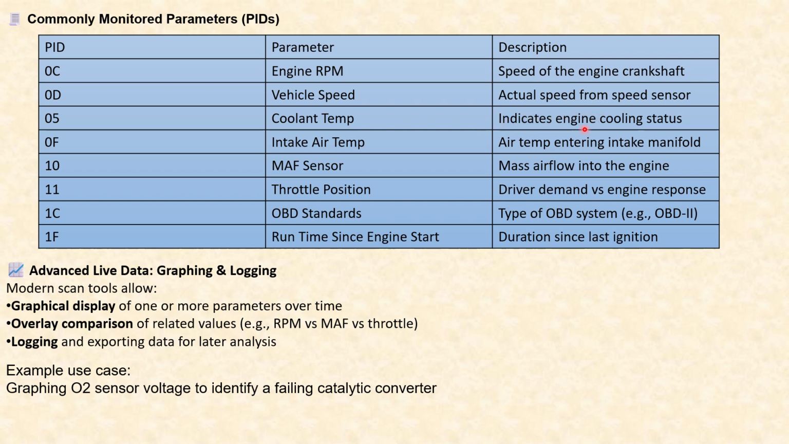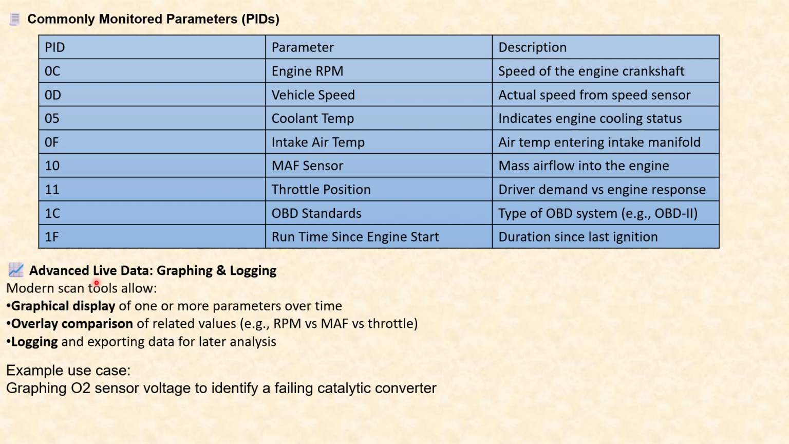The coolant temperature indicates engine cooling status; intake air temperature is the air temperature entering the intake manifold; the MAF sensor measures mass airflow into the engine. And throttle position shows driver demand versus engine response. This is extremely important. The throttle position sensor plays a very important role in controlling emissions also. When it comes to OBD standards, it is the type of OBD standard, whether it is OBD2 or OBD3, and runtime since engine start is the duration since last ignition.